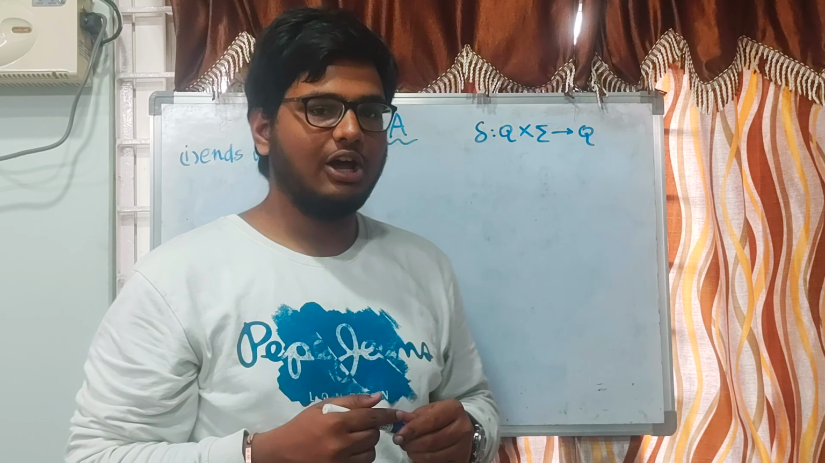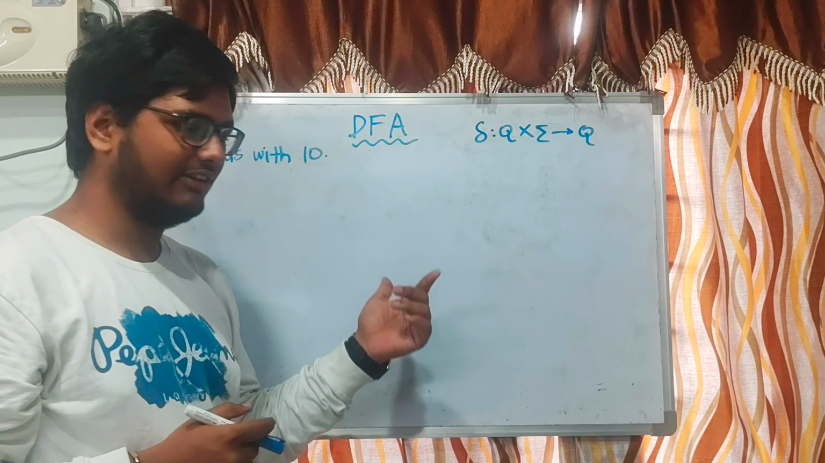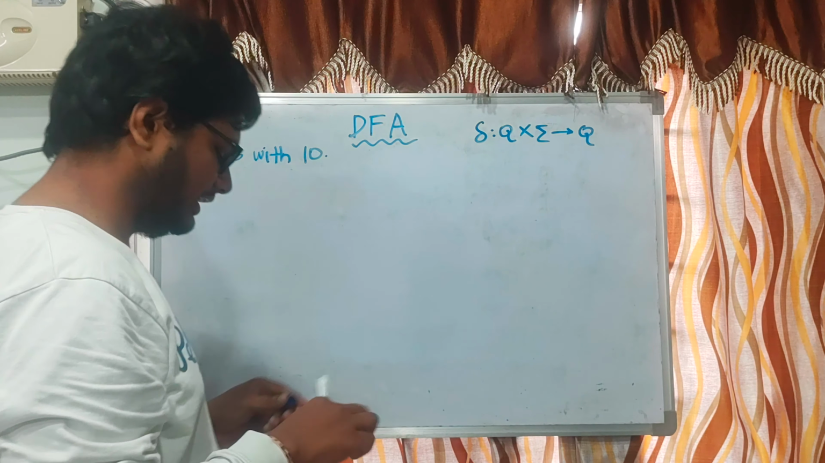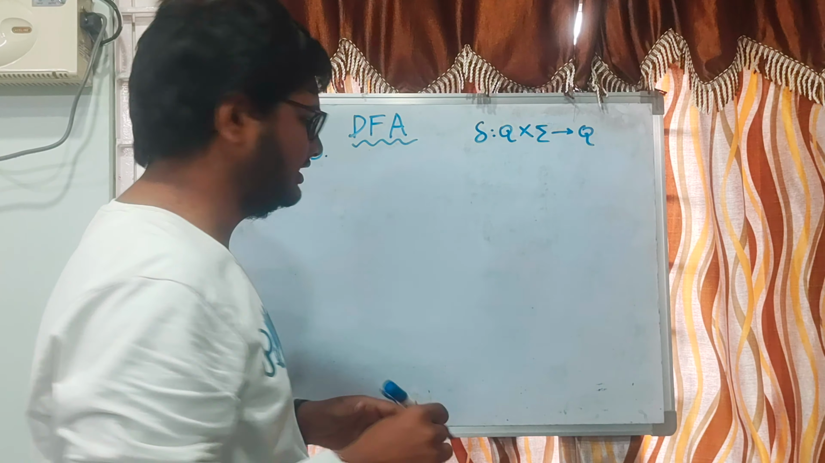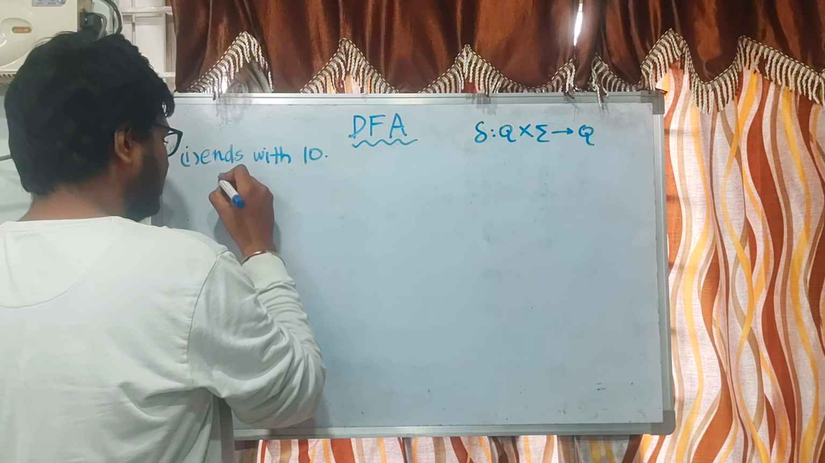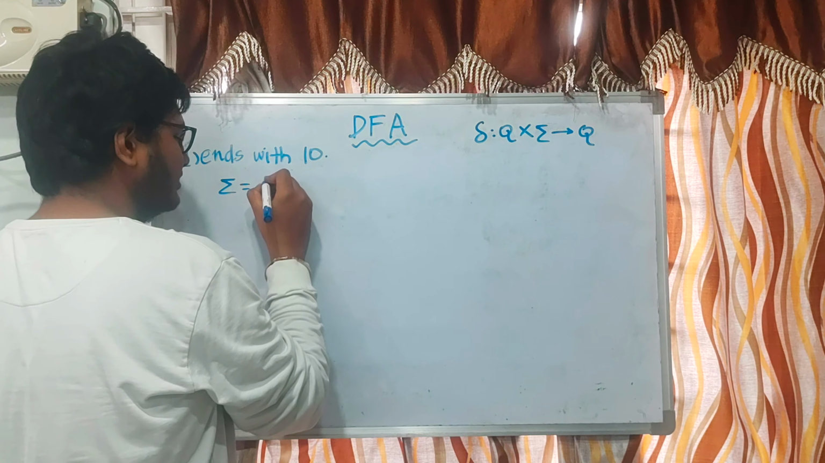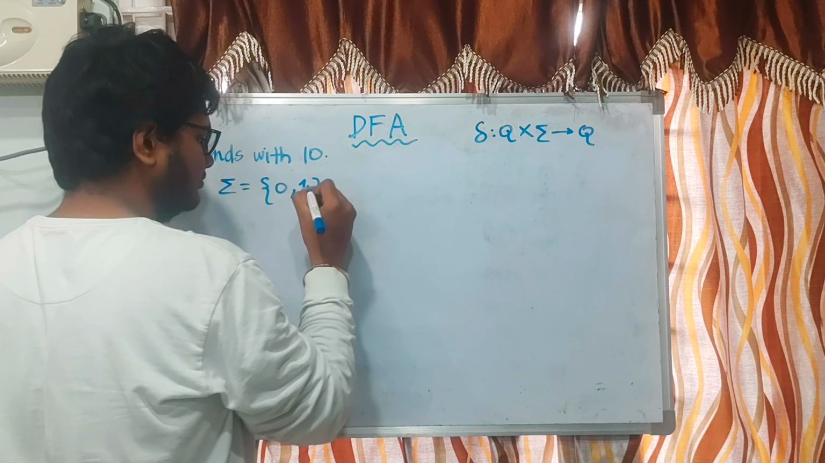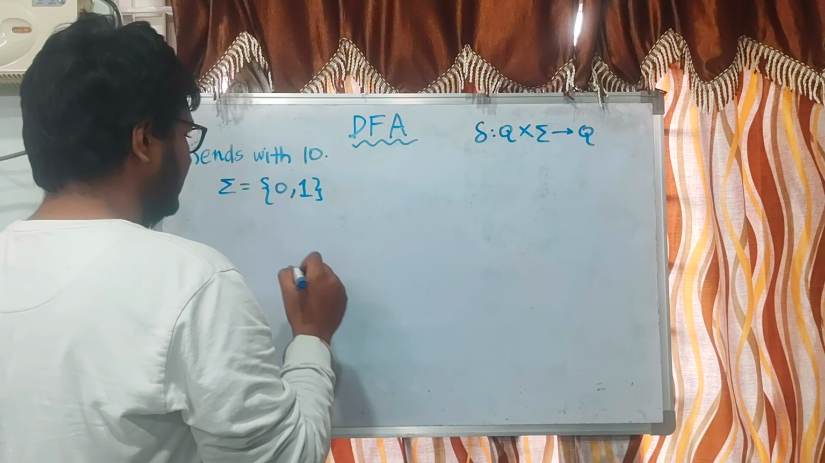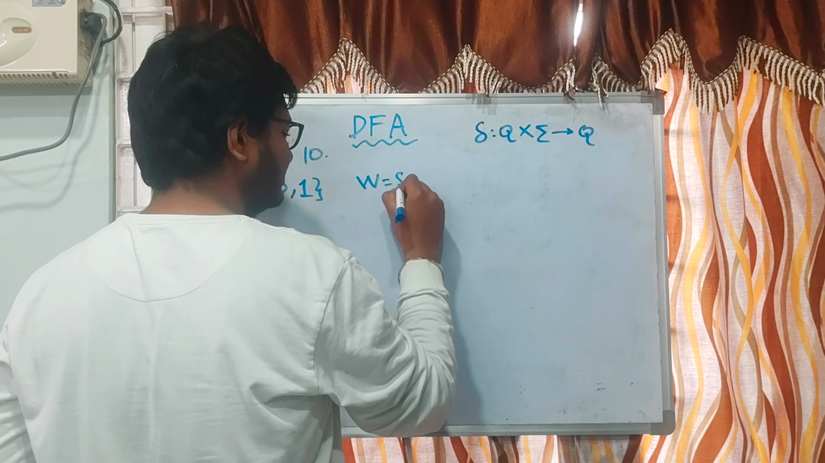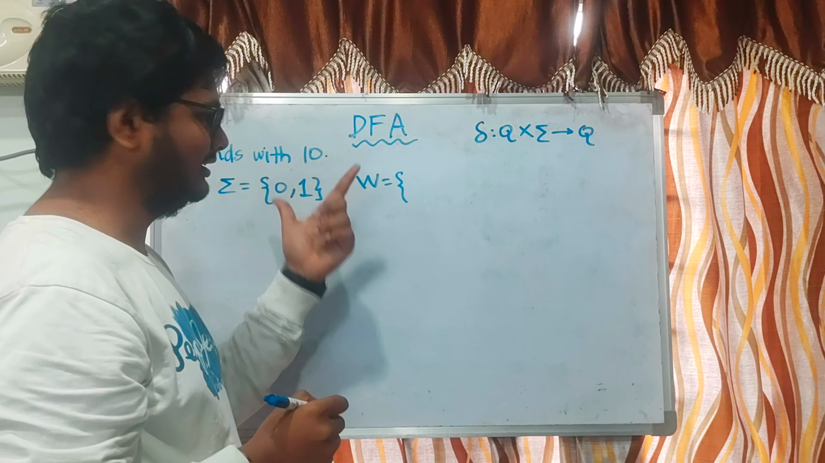Hello all-nighters. Now we'll design a DFA for the language of strings which ends with 10. Basically, we'll write all the tuples initially. The first one is the input alphabet. This is a language which consists of only 0 and 1. And then we'll write W, the input strings which are accepted by this language.